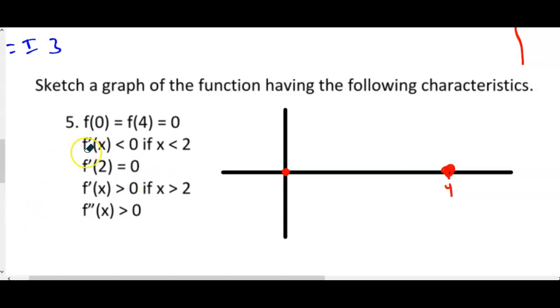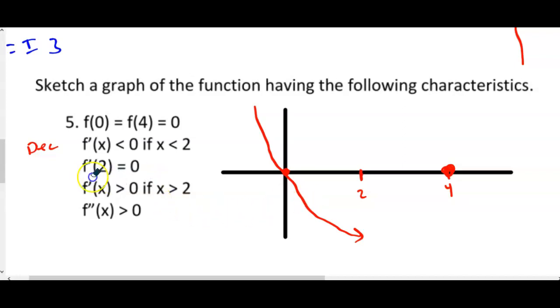So for f prime, remember this is increase and decrease, the first derivative. In this case, f prime is less than 0, so there's a decrease. When x is less than 2, so here's 2, the halfway point, there is a decrease up to 2. All right. So right here. And then it says f prime of 2 equals 0.